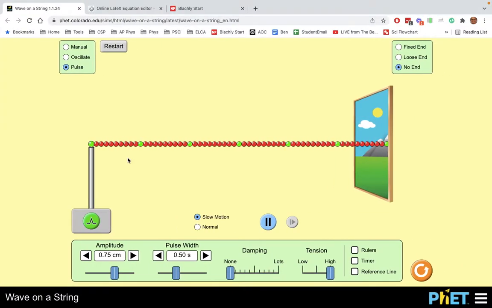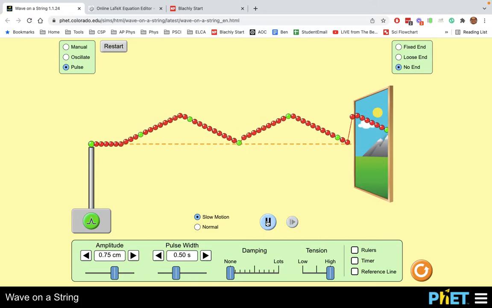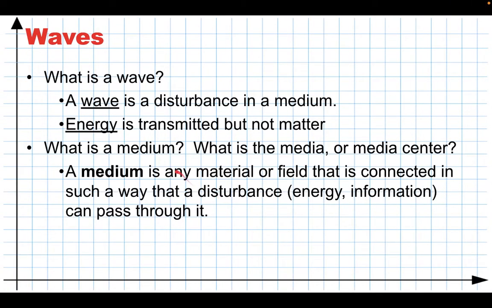So for example, each of these little masses is connected to its neighbor. If it wasn't connected to its neighbor, then when the disturbance got to one point, for example, right here, if this guy couldn't tug on its neighbor, then the disturbance would end right there, and this guy wouldn't move. So these guys have to be connected in such a way that the disturbance can pass through them. Okay? So a medium is a material or a field that is connected so that a disturbance can pass through.